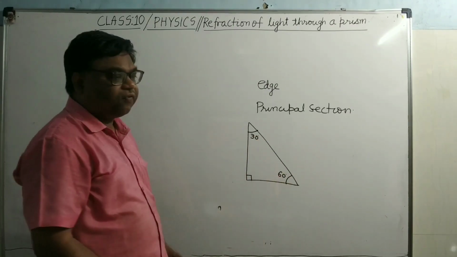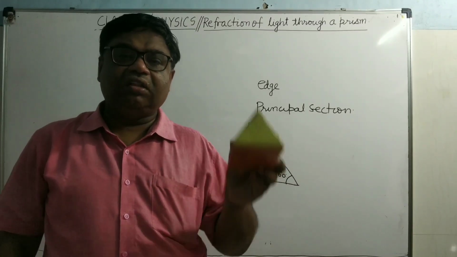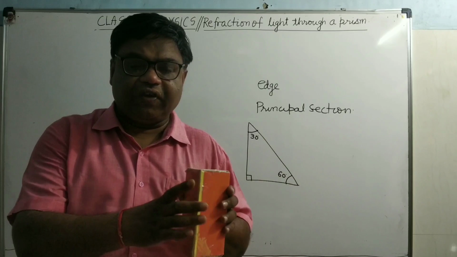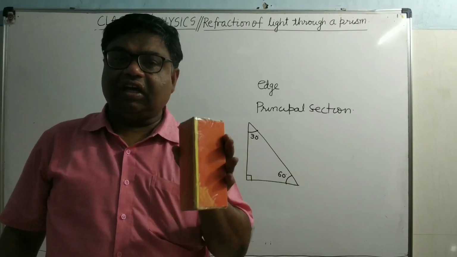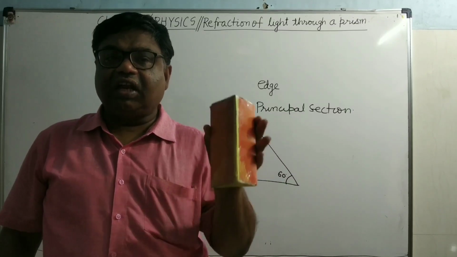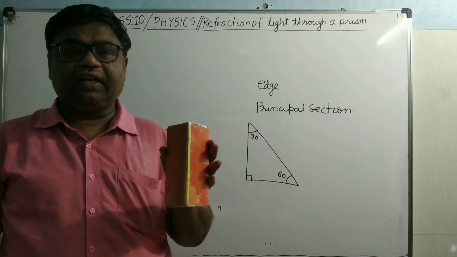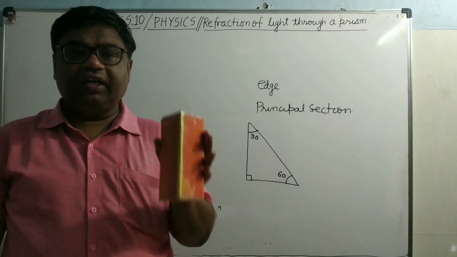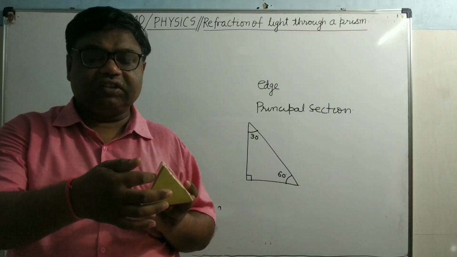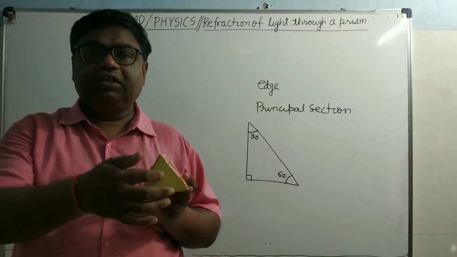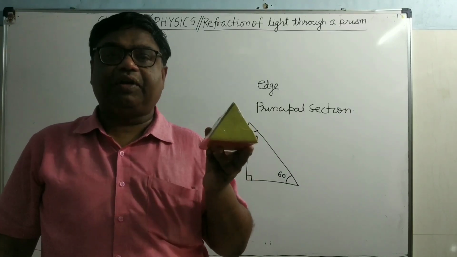So they may be of different shapes, but every prism will have three rectangular faces and two triangular faces. Rectangular faces work as the refracting surfaces. The line along which the refracting surfaces meet is known as the refracting edge, the edge of the prism. The angle between two refracting faces is known as the angle of prism. It's also known as the refracting angle, denoted by the symbol capital A.